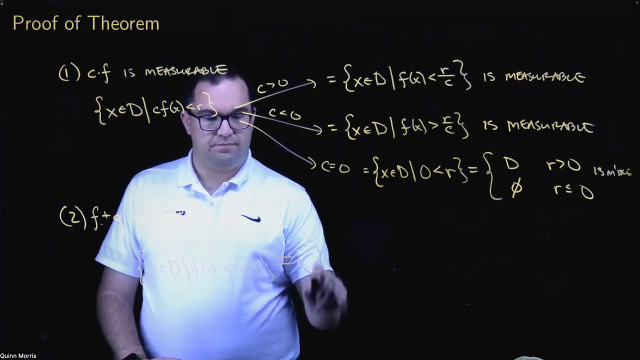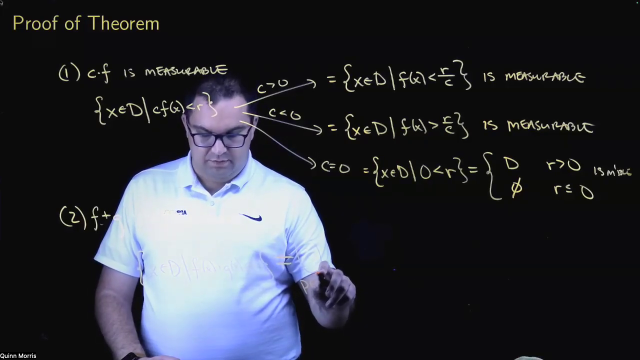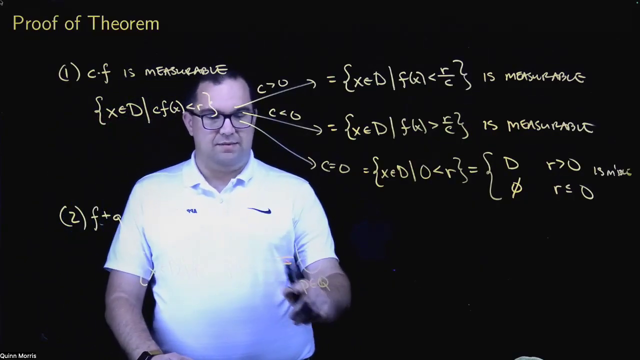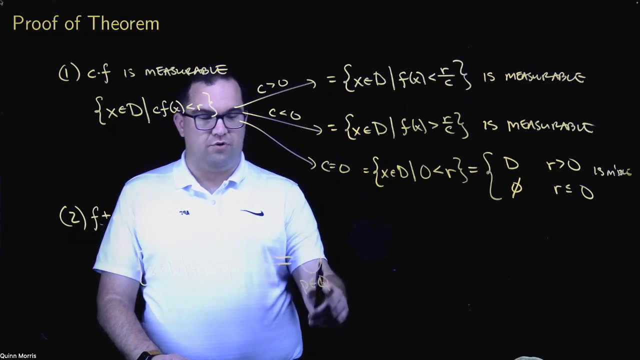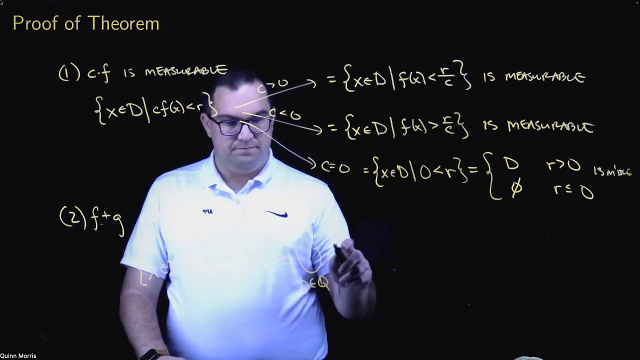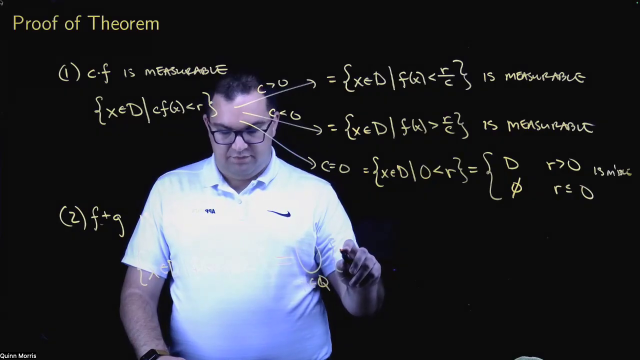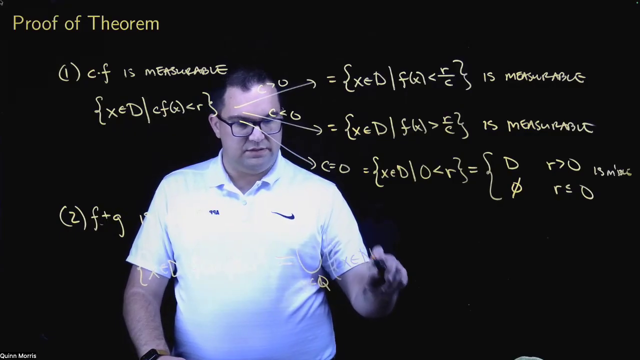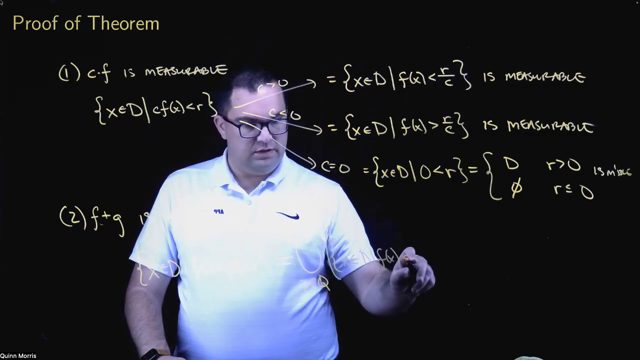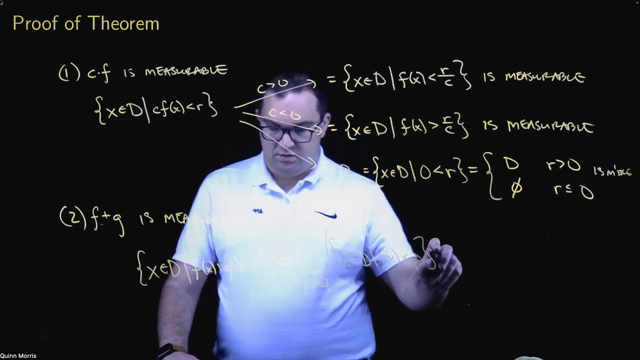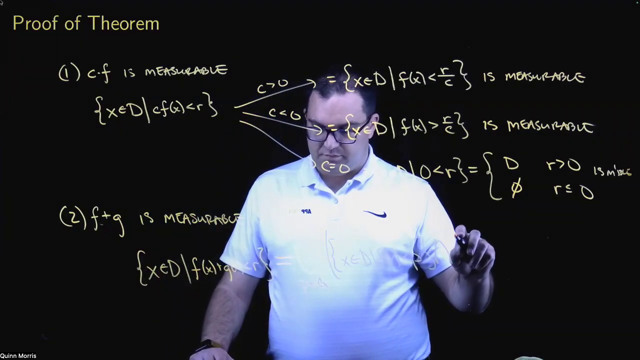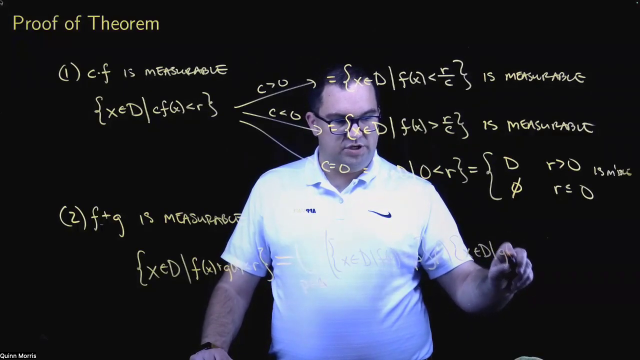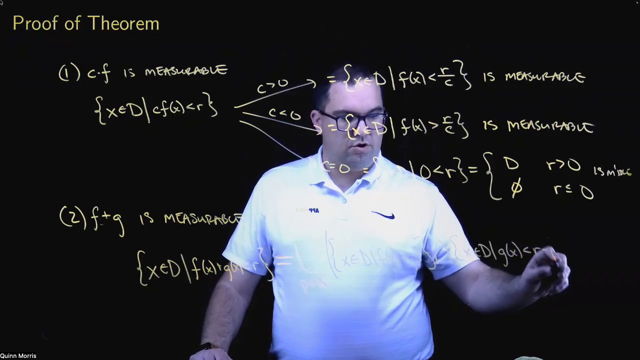Well, what I'm going to claim, and I'll explain why this is true in a second, is that this set can be written as the union over all rational numbers P of sets of the form: X in D such that F of X is less than P, intersect X in D such that G of X is less than R minus P.